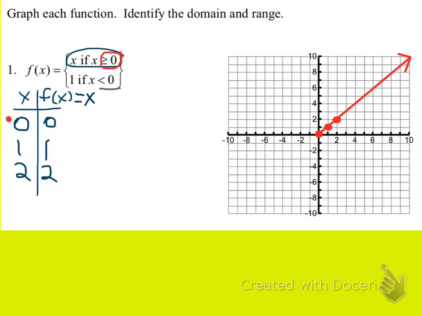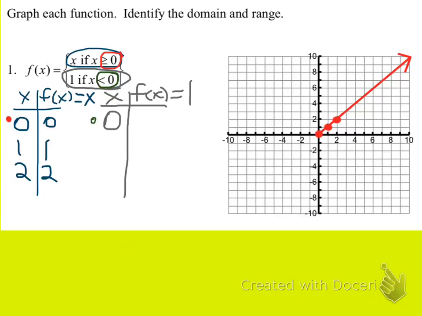Now we turn to the second piece. f of x equals 1 if x is less than 0. So we go ahead and make our table. And this time we're going to look at the part that says less than 0. Now this isn't less than or equal to, it's just less than. If we have less than, we represent that part by an open circle, not a closed circle like we did on the other part, which is in red. And then we're still going to choose 0. I know it says less than 0, but we're still going to choose 0. We'll be okay with the open circle there. We just won't fill that in on the graph, and you'll see that in a second.